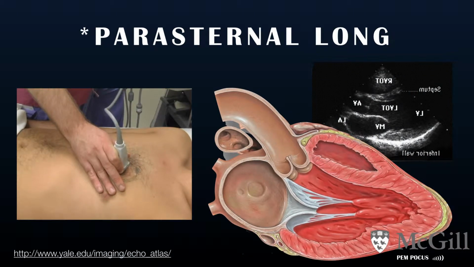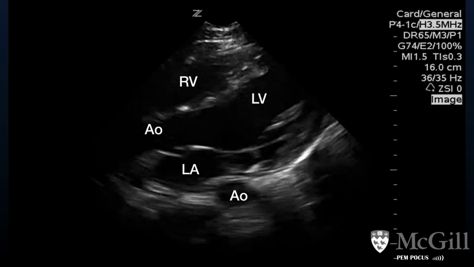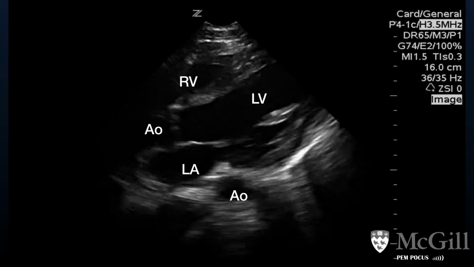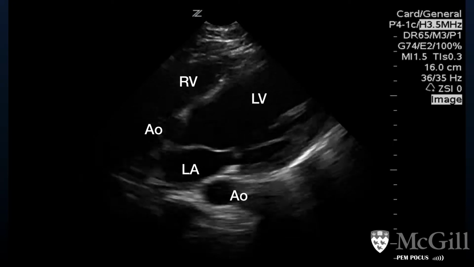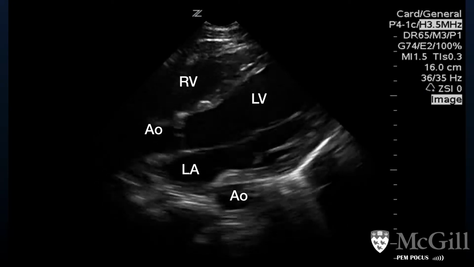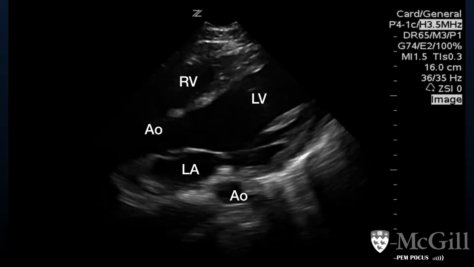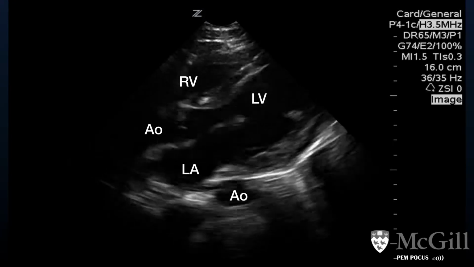In this view, the sonographer will be able to nicely see the LV, the left ventricular outflow tract, the mitral valve, the interventricular septum, and the right ventricle. This video demonstrates a normal heart in the parasternal long view. Please note here the mitral valve leaflet that is touching the septum during diastole.